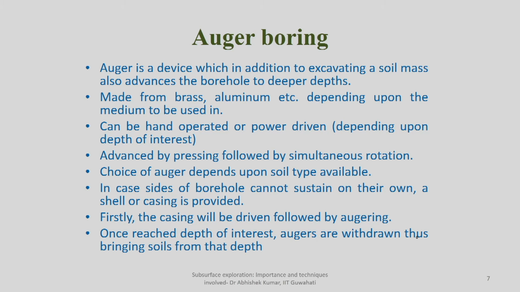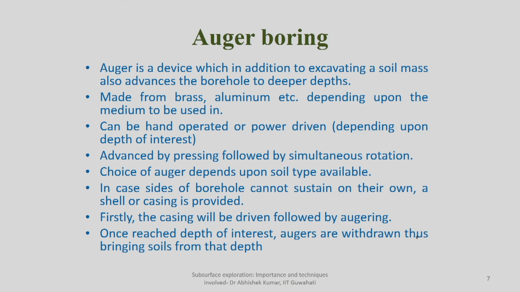Again, if at the site of interest you have cohesive soil, you can very well proceed to deeper depth. But in case you have cohesionless soil, once you reach a particular depth, all the soil available at the site will start falling into the borehole. In that case, you have to provide some kind of shell or casing, a cylindrical casing near the surface, maybe 2 to 3 meters. That is the range of depth in which you put the casing. It will provide lateral support to the surrounding soil and prevent it from falling into the borehole. Then you can proceed for boring to deeper depth.